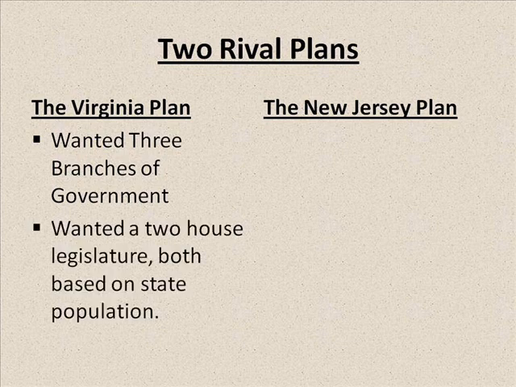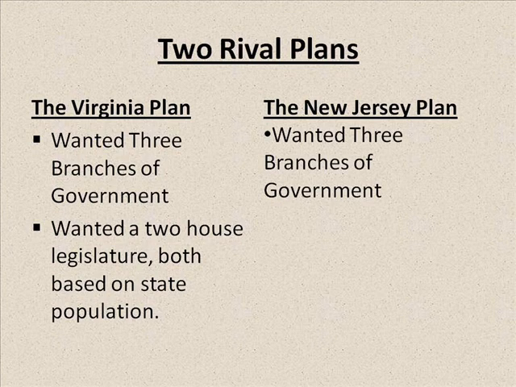and they wanted a 2-house legislature, but both of those houses would be based on population. So they might have a Senate and a House of Representatives like we do now, except both of them would be based on population. So the states that had the biggest population were going to get the most say in Congress. The big states that had a huge population obviously really liked this.